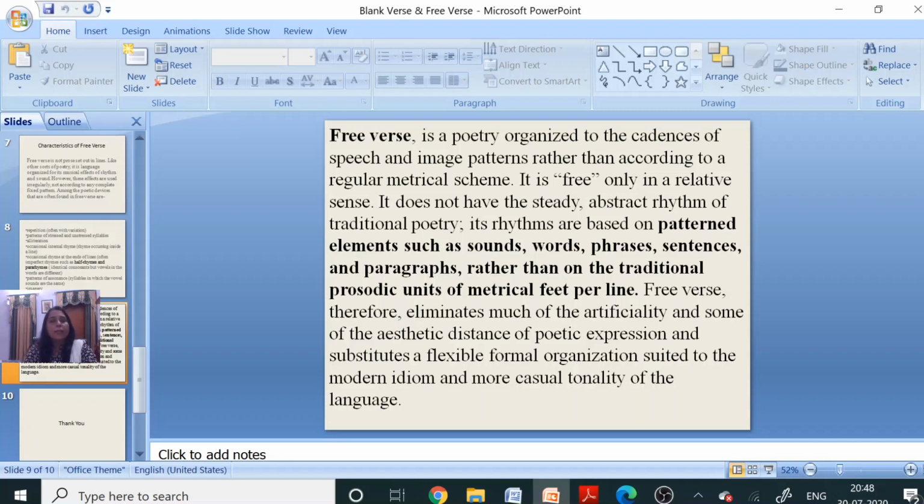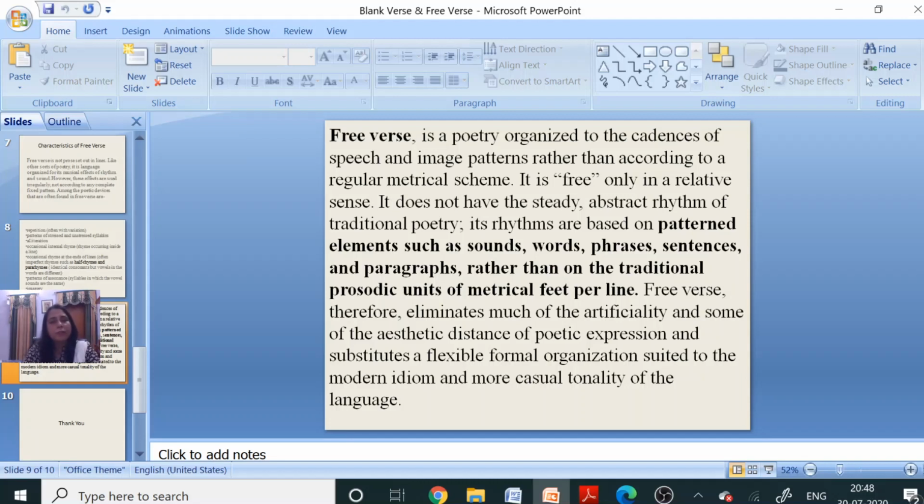It is free only in a relative sense. And you can see that the patterns which are there are pattern elements such as sounds, words, phrases, sentences and paragraphs, rather than the traditional prosodic units of meter feet per line. So basically it has a pattern, but it has a pattern which is entirely different from regular metrical poetry. And this is written in such a manner that it eliminates the artificiality and the aesthetic distance of a formal poetry expression. And it is much more flexible in comparison to the formal organization.